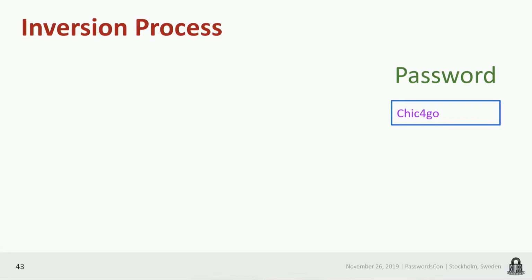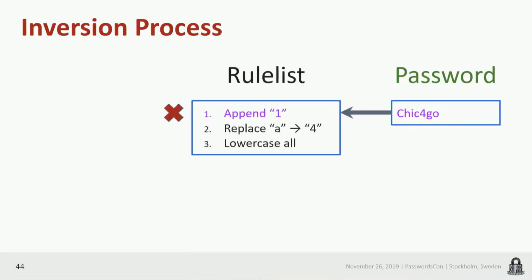Right, so we have our password, Chick4Go, and now we want to work backwards. The first thing on the rule list is append 1. So what's working backwards from appending 1? Well, it's going to find the 1 at the end of the password and get rid of it. So we take Chick4Go, look for the 1 at the end, try to get rid of it. Alas, there is no 1 at the end.